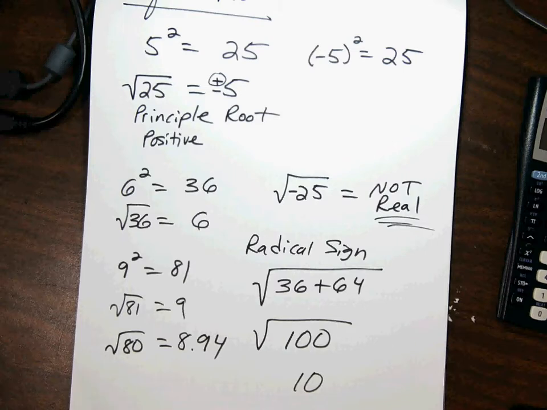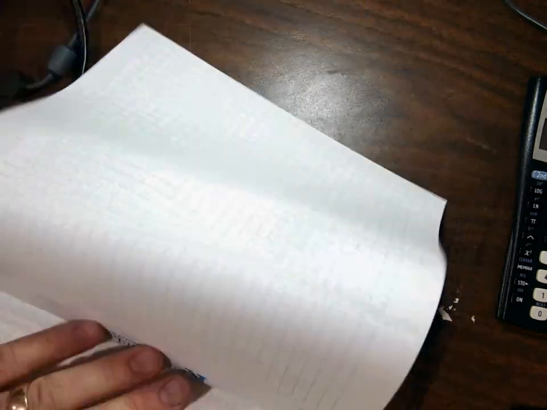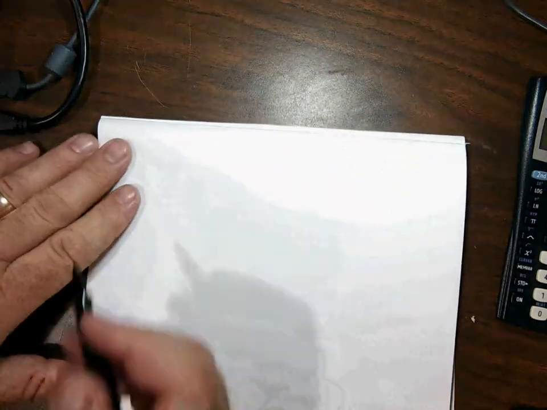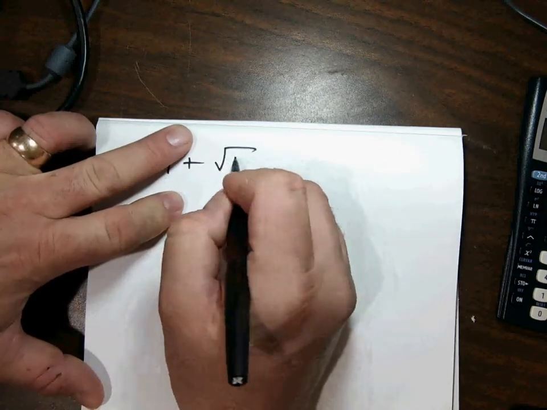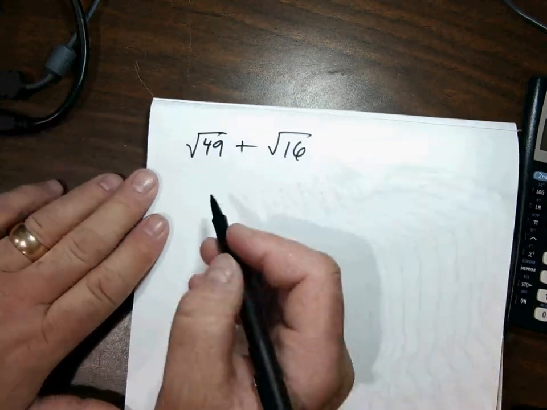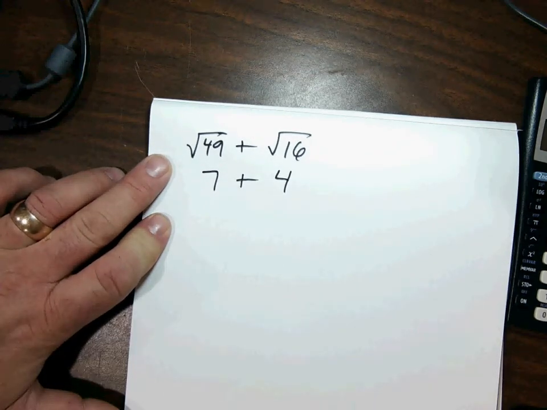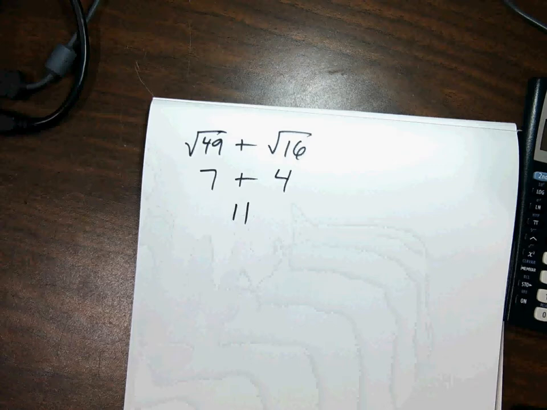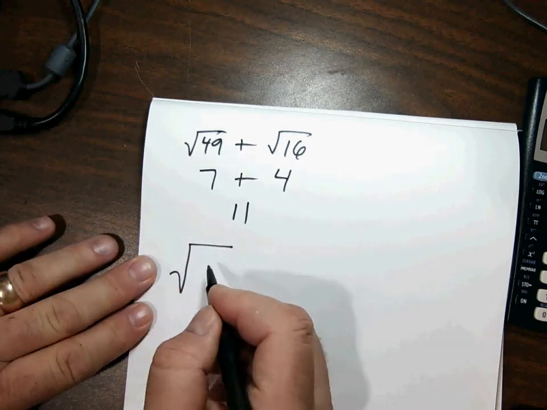So if I have some process inside the radical sign, then I have to just do that process. Maybe I'll have radicals added together. Maybe I'll have the square root of 49 plus the square root of 16. Well, that's no big deal. The square root of 49 is 7, the square root of 16 is 4, and then I'll simply add them together and get my 11 out of the deal. Maybe I have a fractional square root. Oh no. Oh yes.